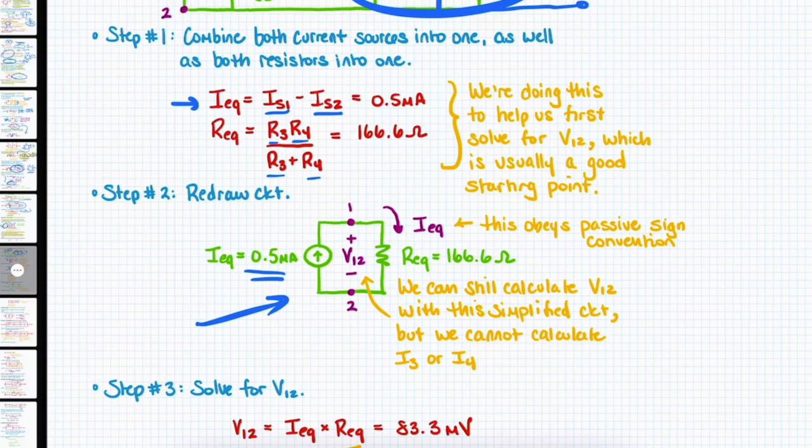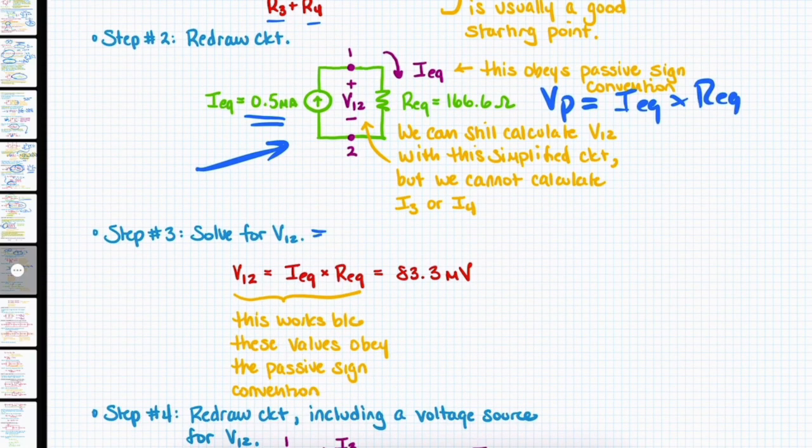So this is a single node pair. We can go ahead and solve for our IEQ. Actually, we already know IEQ. All right, so we can solve for our V pair. That'll be equal to IEQ times REQ, and that's what is shown down here. So that gives us 83.3 millivolts. And so now let's take a look at what we know. So we know I equivalent and we know what I'm calling V pair.